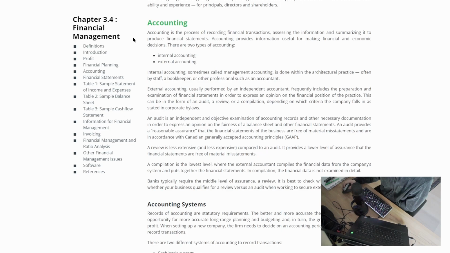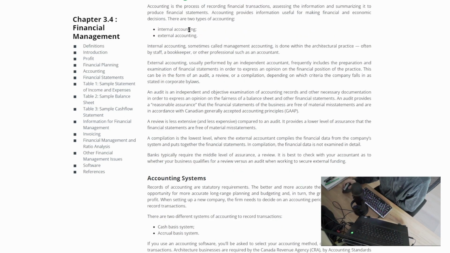Accounting. Accounting is the process of recording financial transactions, assessing the information, and summarizing it to produce financial statements. Accounting provides information useful for making financial and economic decisions. There are two types of accounting: internal accounting, external accounting.